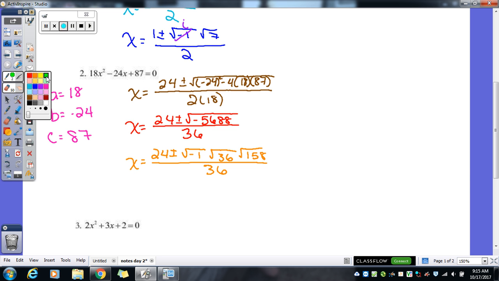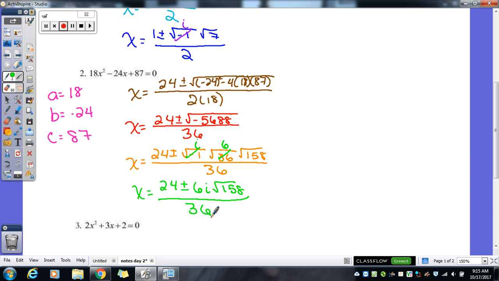Alright, so again, the negative 1 is going to turn into an i. The square root of 36 turns into a 6. So we have 24 plus or minus 6i radical 158 over 36. All three of those numbers outside of the radical can be divided by 6. So that'd become a 4, that'd become a 1, and that would become a 6. So our final answer would be 4 plus or minus i square root of 158 all over 6.